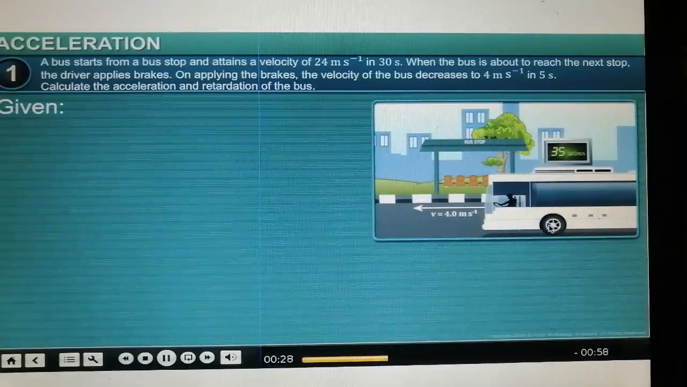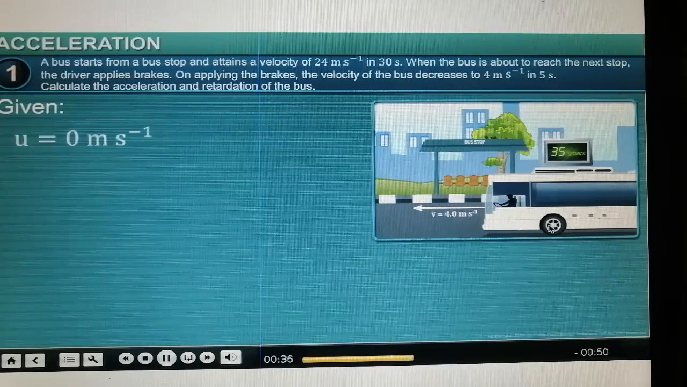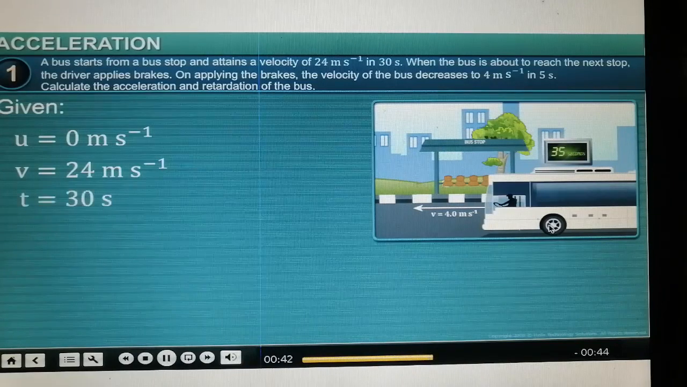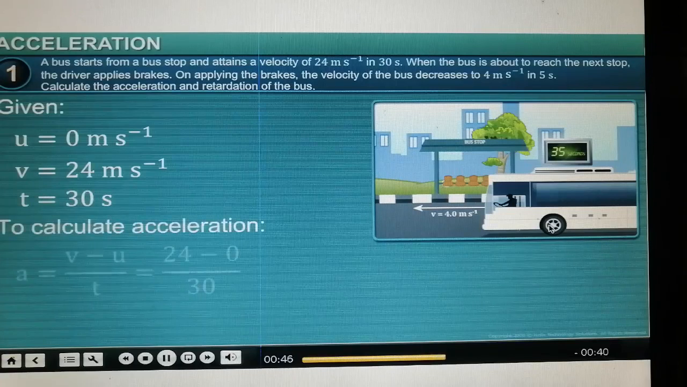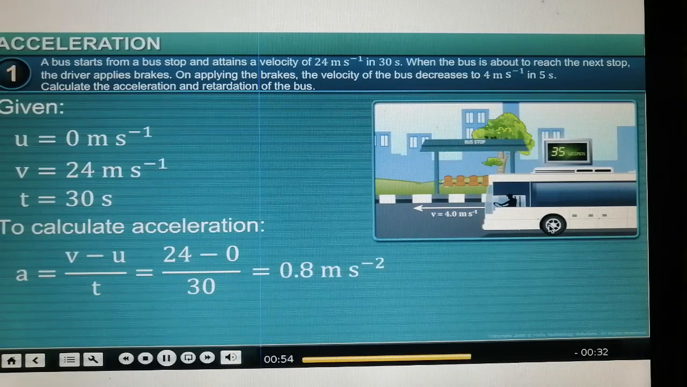According to the given data, we have two cases here. Let's examine each case in turn. In the first case, the bus starts from 0 initial velocity and gains a velocity of 24 meters per second in 30 seconds. Acceleration is equal to the ratio of difference of final and initial velocities to time. Therefore, the acceleration of the bus in this case is 0.8 meter per second square.